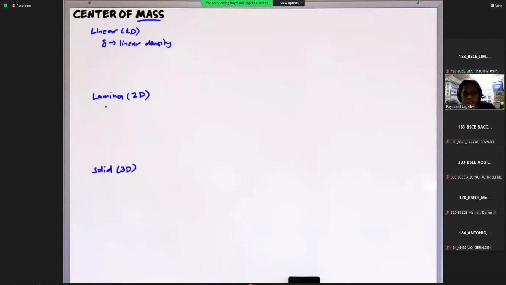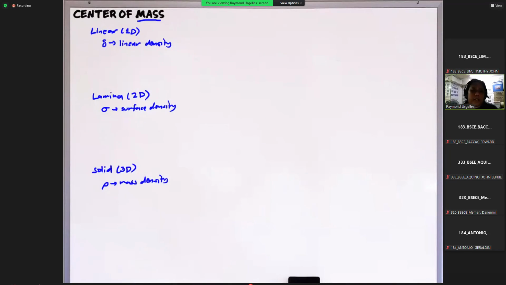Again, this is the linear density. For lamina, sigma is usually used. This is what we call the surface density, which is for area. For solid, what we use is rho, which is the mass density. We know what mass density means: mass per unit volume.